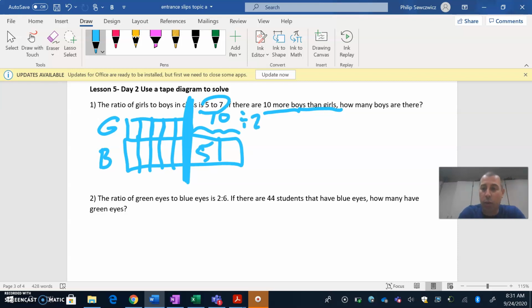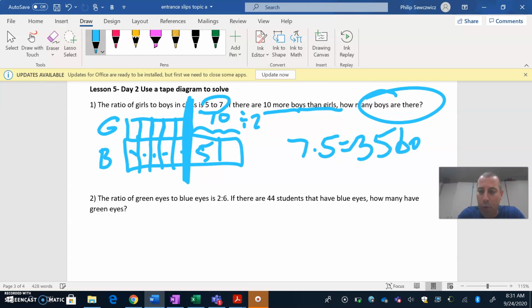Okay, so now we can answer the question, how many boys are there? Well, I've got 1, 2, 3, 4, 5, 6, 7 boxes for the boys. Each box is worth 5. So 35 boys.